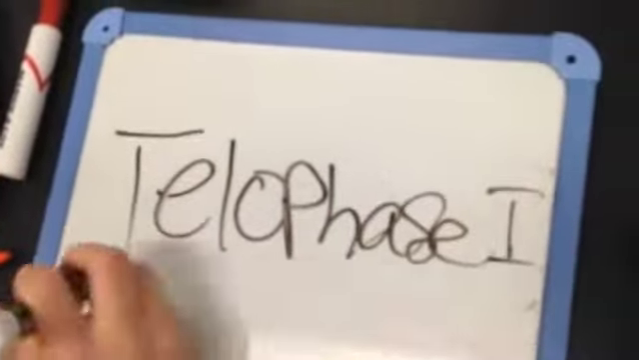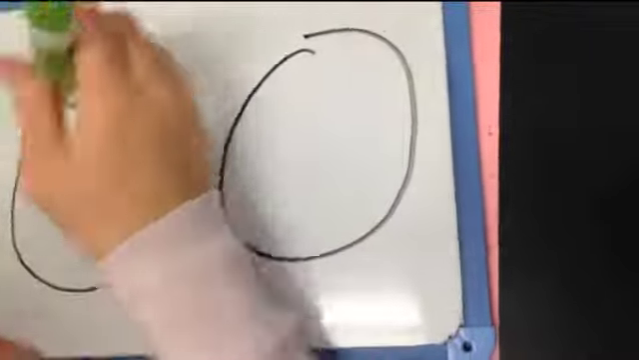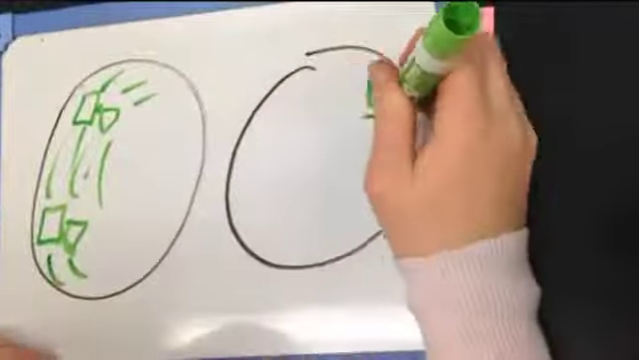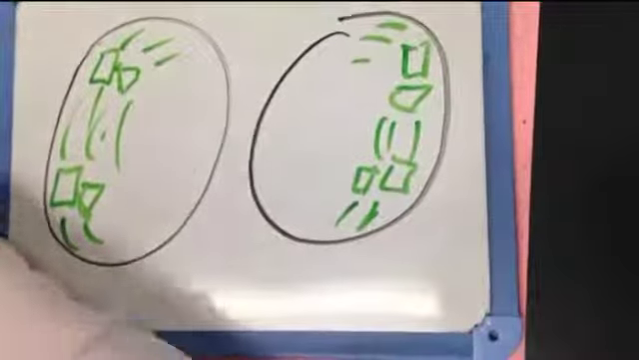In telophase 1, the nuclear membrane forms. The spindle fibers and the new cells begin the stages of cytokinesis. The result is 2 haploid cells, both with a chromosome from each parent.